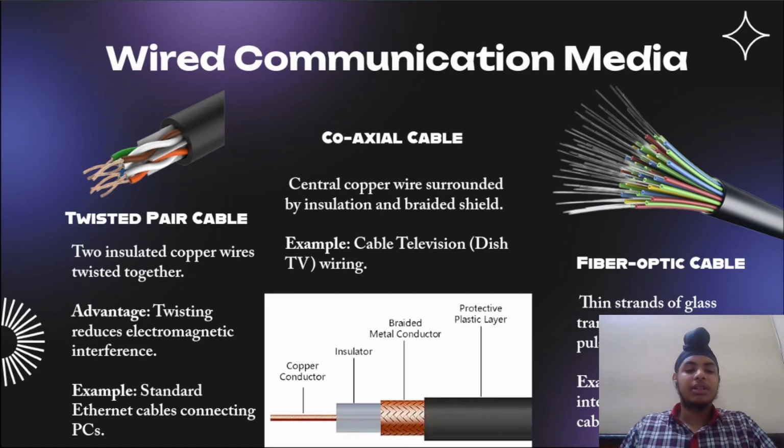The third one is the fiber optic cable. Fiber optic cable is the fastest technology in the world. Instead of electricity, it uses microscopic glass strands to transmit data as rapid pulses of light. That makes it incredibly fast and completely immune to outside noise. High-speed broadband services like JioFiber use fiber optics. Now let's move on to the next slide.